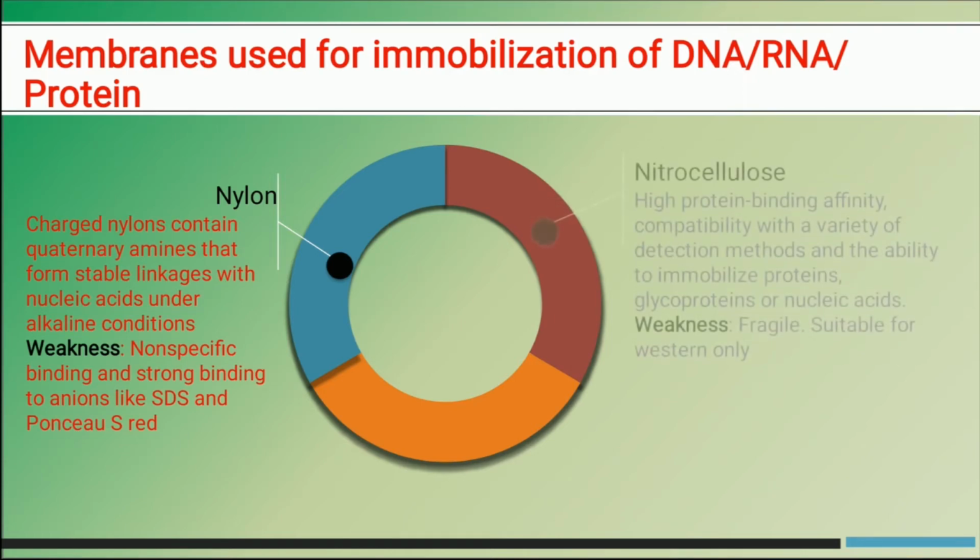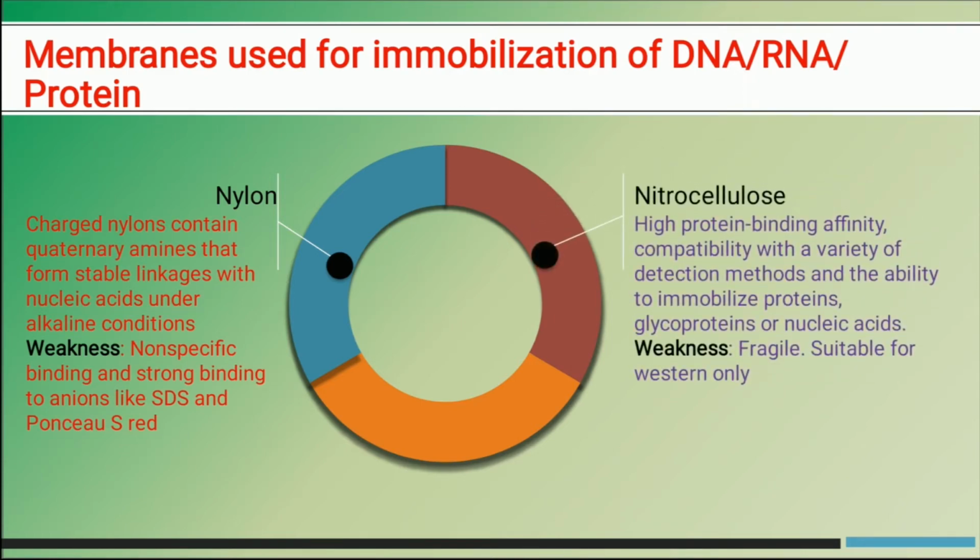The next membrane is called nitrocellulose membrane. The nitrocellulose membrane has the capability of attracting a high amount of proteins, so it is more sensitive and can detect even very low amounts of protein. And nitrocellulose membranes are highly compatible with various methods of detecting nucleic acids as well as proteins. The weakness of this membrane is that it is highly fragile, so we cannot use it multiple times, and it is highly suitable for Western blotting techniques.